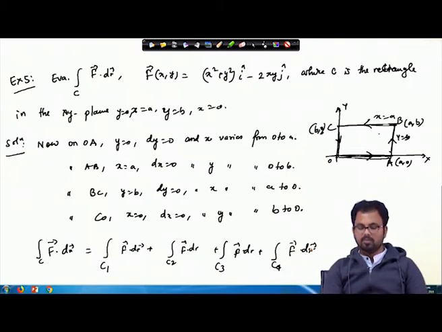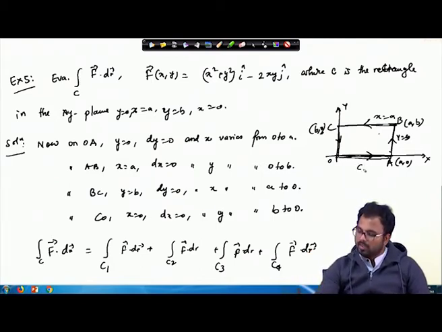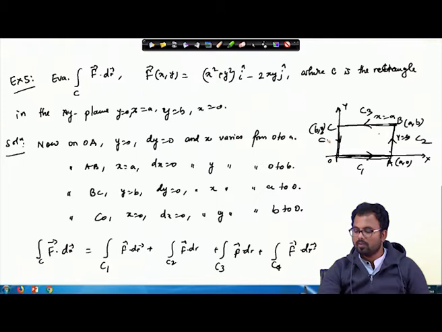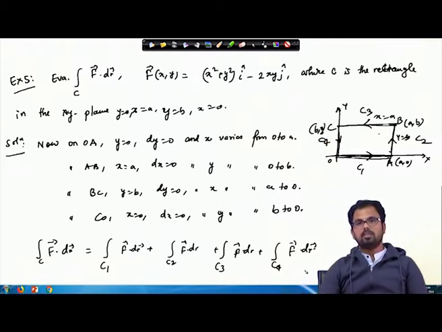So, if you sum the integrals over C1, C2, C3, C4, that will be the integral over the curve C. That is the formula we have used here. We can call this line our curve C1, this line our curve C2, this line our curve C3 and this line our curve C4. We now have to evaluate these integrals separately. So, what is the value of the integral along C1, the integral of f dot dr?